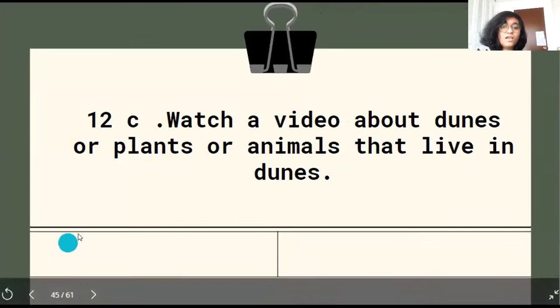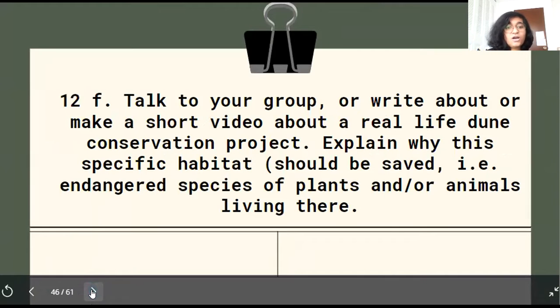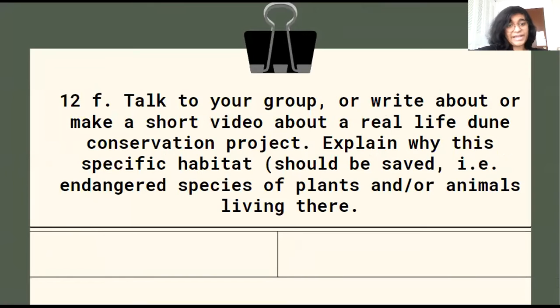Okay. So that was 12C, and the next one is talk to a group or write about or make a short video about a real-life dune conservation project. Explain why its specific habitat should be saved. Example, the endangered species, the plants or the animals living there.